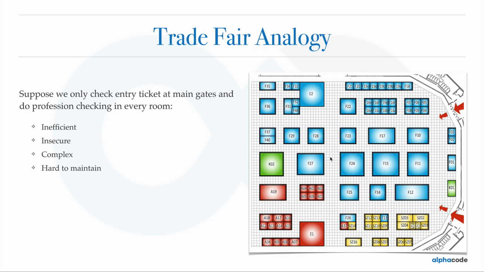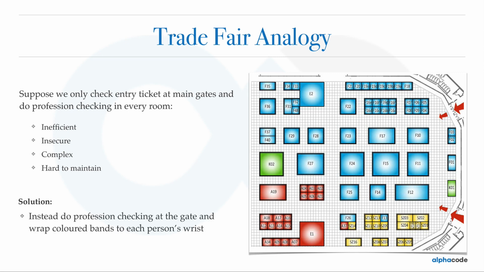So what can we do about this? Well, a very easy solution would be to do profession checking at the gate. Just do those 3 checks here, and then color code the bands on a person's hand, something that you have in clubs and parties these days. And then whenever that person comes in and tries to enter room 10, after seeing the band of blue color on his hand, they will let him in because they know this person has been verified.